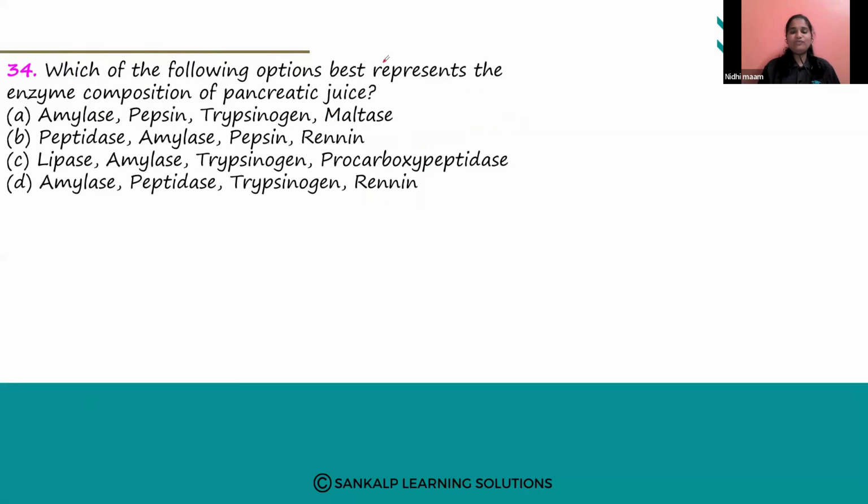Next question. Which of the following options best represents the enzyme composition of pancreatic juice? So we know that pancreas will release pancreatic juice. Remember, pancreatic juice will be containing the enzymes which will break down all kinds of nutrients. So which enzymes can be present in pancreatic juice? Amylase, pepsin, trypsinogen, maltase, peptidase; amylase, pepsin, renin, lipase; amylase, trypsinogen, procarboxypeptidase; amylase, peptidase, trypsinogen, and renin.